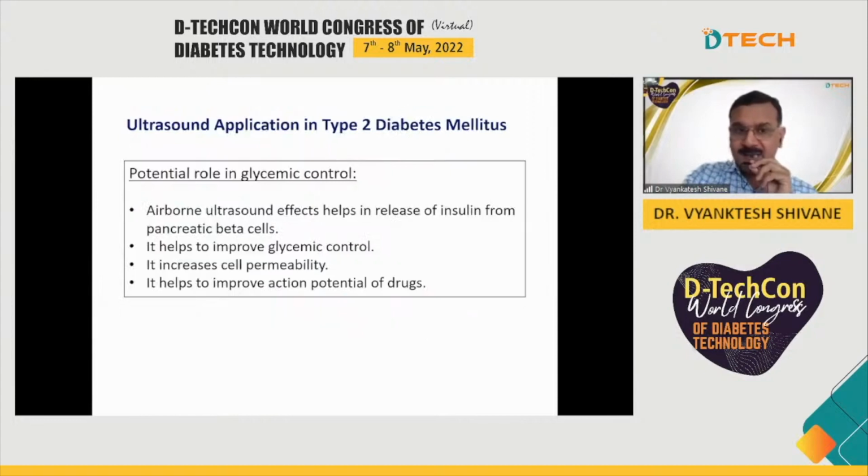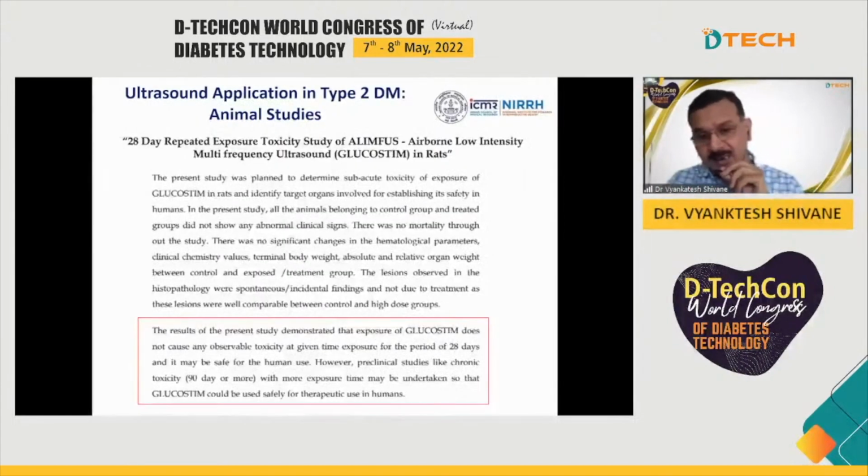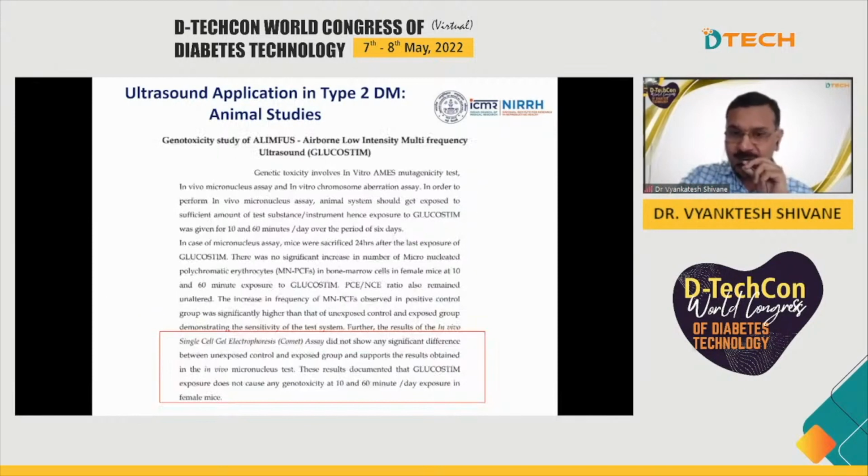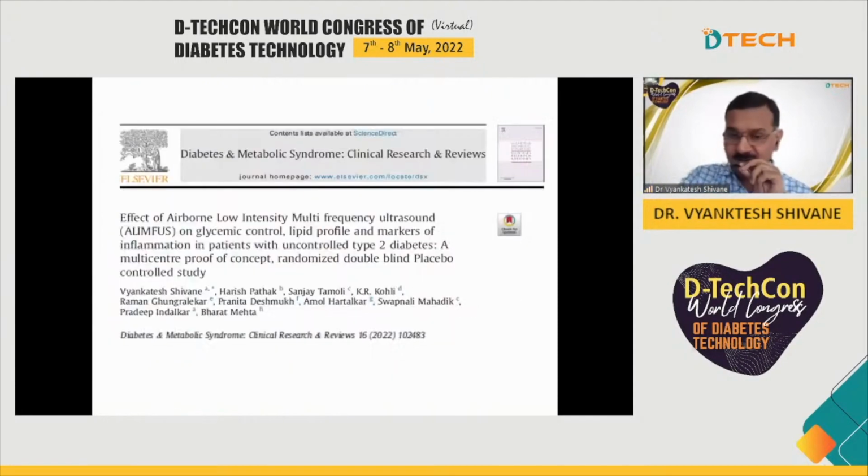Now, what we thought was that the airborne ultrasound effects may increase cell permeability and improve the potential action of the drugs. So first, we did the animal studies with the National Institute for Research in Reproduction, NIRH, Mumbai. We have shown that there is no animal toxicity or genotoxicity seen with this ultrasound over a period of 28 days for 10 minutes of ultrasound per day, or even 60 minutes of ultrasound per day. And we have not seen any DNA damage, as you can see in the slides.